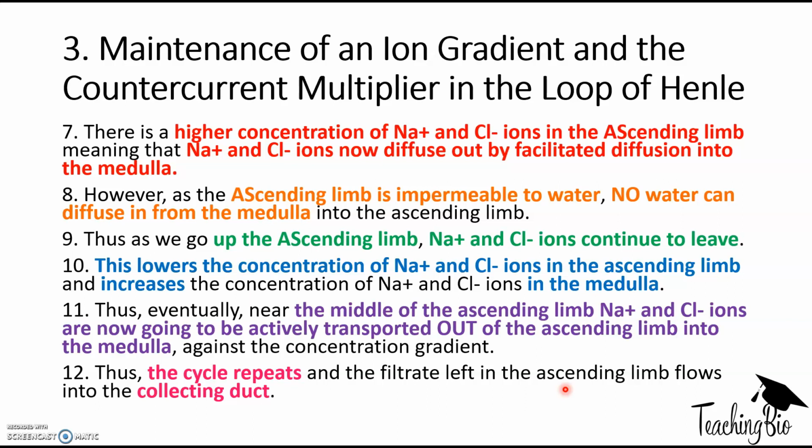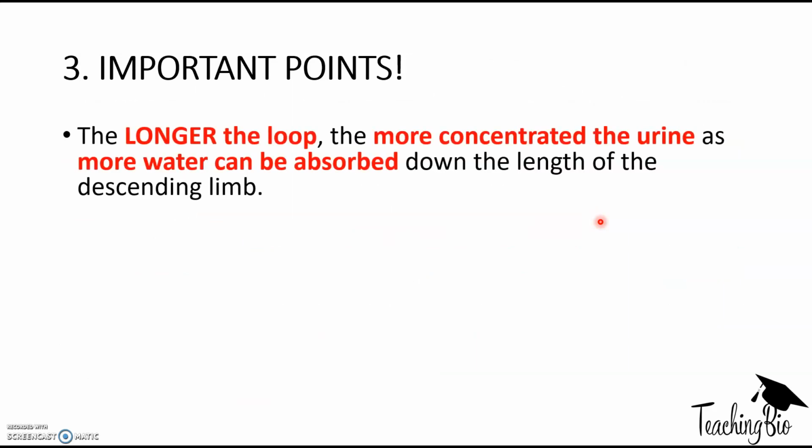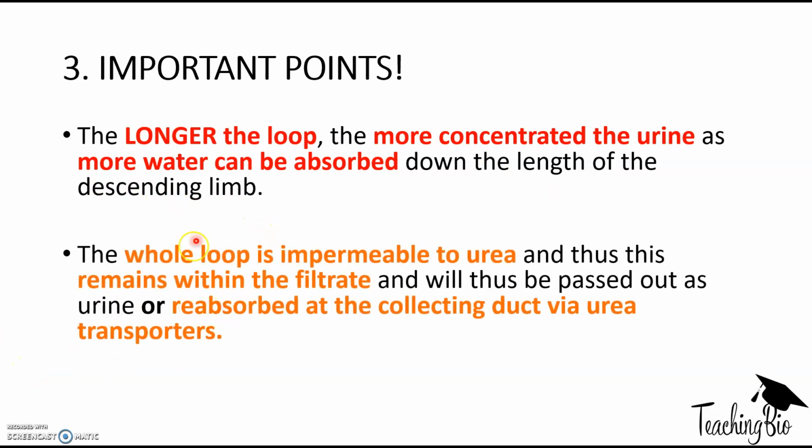The key thing to remember with this is that the ascending limb is impermeable to water, but permeable to the solutes, and the descending limb is permeable to water, but impermeable to the solutes. So some key points from this, which they might use as an application point in exams, is that the longer the loop of Henle, the more concentrated the urine is, because we've got more time to reabsorb water down the length of the descending limb, which remember is permeable to water, and that was where the water was being pumped out initially. The entire limb is actually impermeable to urea, and that will remain within the filtrate.